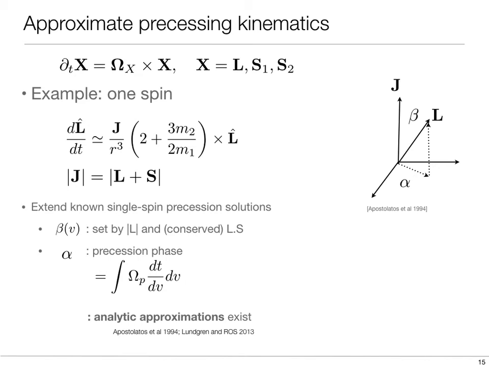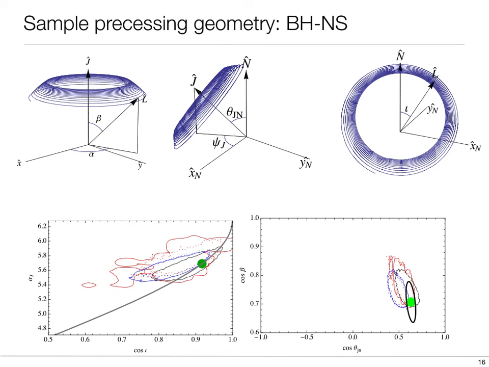In these binaries, which are dominated by the single spin, the black hole spin, orbital angular momentum usually precesses simply around the total angular momentum, producing characteristic modulations in the signal. The trajectories and posterior distributions for precession are shown here. You can see it's a simple precession trajectory.